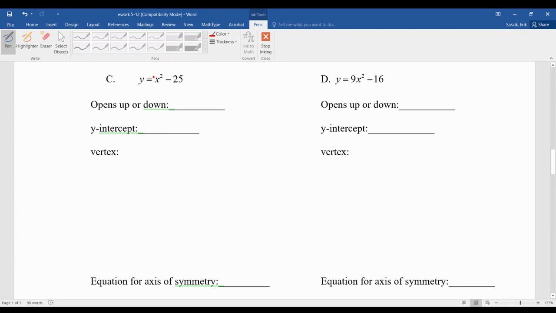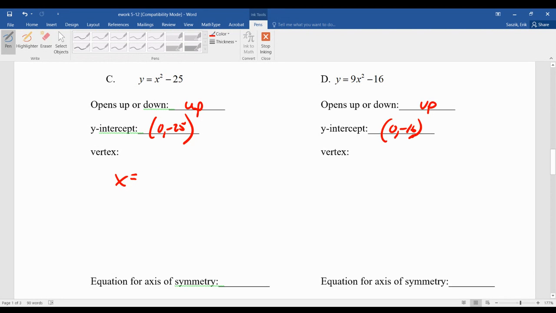Open up or down? Well, this invisible thing in front is an invisible 1. It's positive, so it opens up. Here we got positive 9, opens up. Y-intercept is this number hanging off the back, the constant, 0, negative 25. And here it would be 0, negative 16. So even though it looks a little bit different, it's still standard form. It's just that the b term, the x term, is 0, so it's not there.